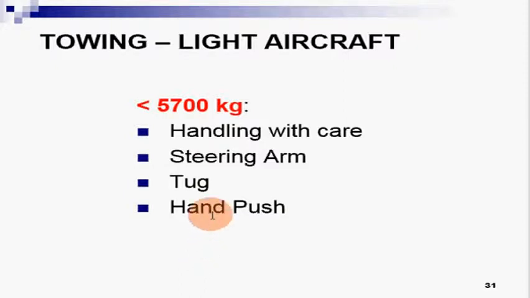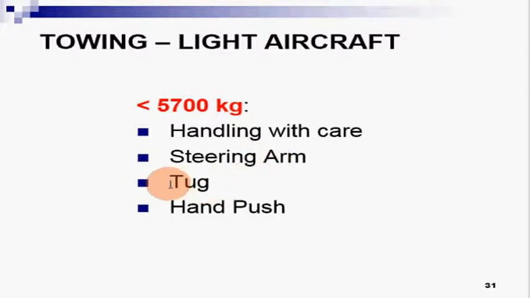Dear students, towing is of two types: that of a light aircraft or a heavy aircraft. In this part of our study, we cover the light aircraft. Every aircraft below 5700 kg is a light aircraft. We need to tow a light aircraft with care, with a steering arm. I will tell you what the steering arm is. Some people call it the steering bar, steering arm, or towing bar as well.